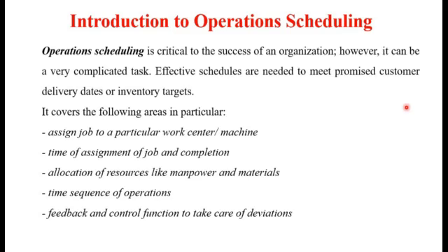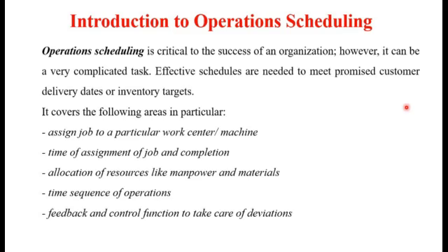Operation scheduling covers the following areas. It assigns a job to a particular work center or a machine. Then the time of assignment of a job and the time of completion of the job is again very important in production scheduling. Then allocation of resources like manpower and material, and their utilization, is again very important, and operation scheduling helps here.